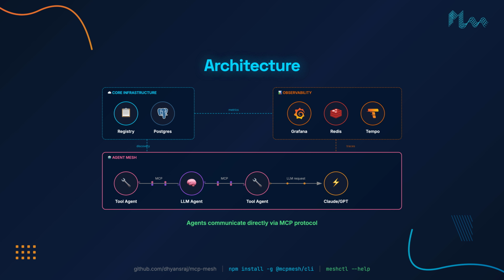Redis handles pub/sub for real-time updates. Observability flows automatically to Grafana and Tempo. Every agent runs as an independent, scalable service. Clean, uniform, and infinitely flexible.